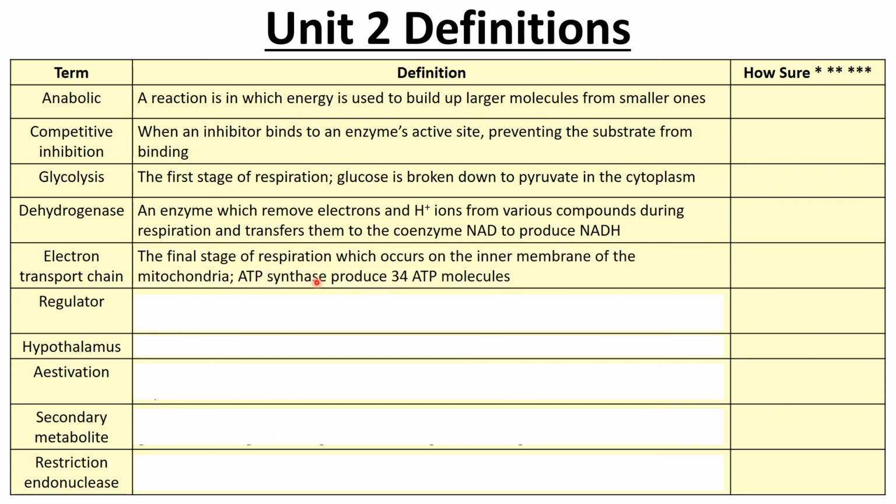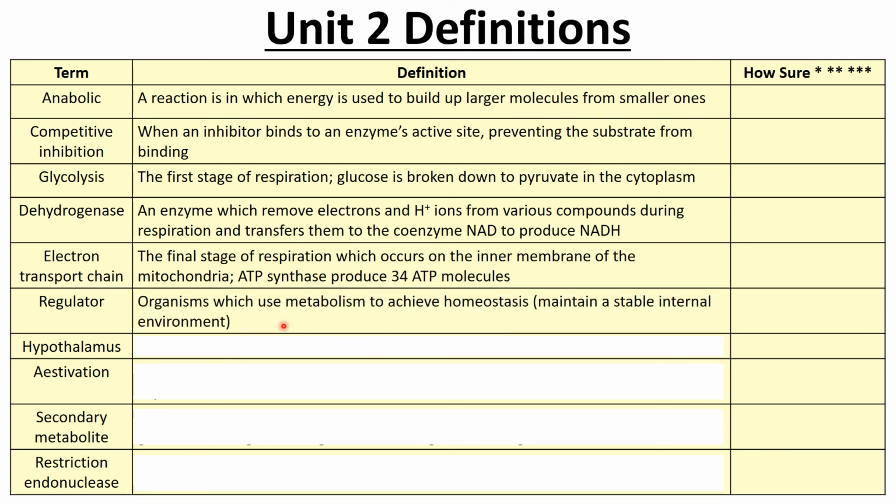So it is the final stage of respiration. We're on the inner membrane of the mitochondria, and there's quite a few things you could say here, but the important bit is you're producing a large amount of ATP, specifically 34 ATP molecules, and it's ATP synthase that is involved in doing that.